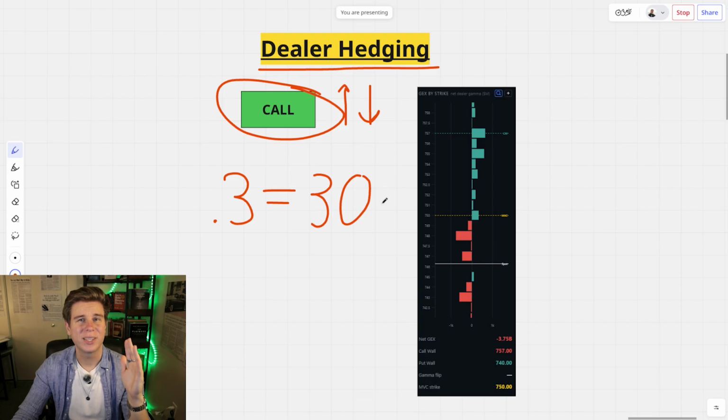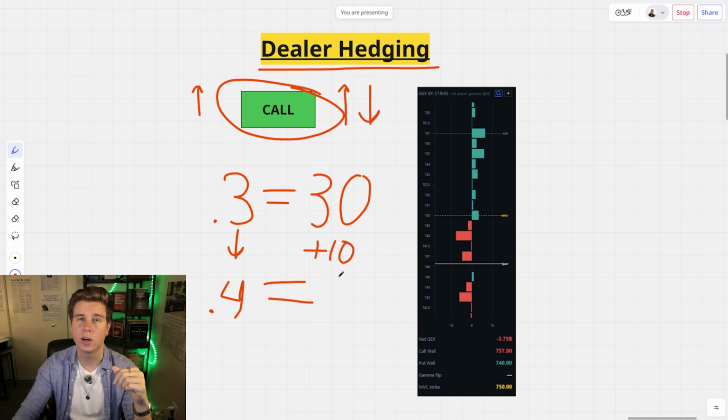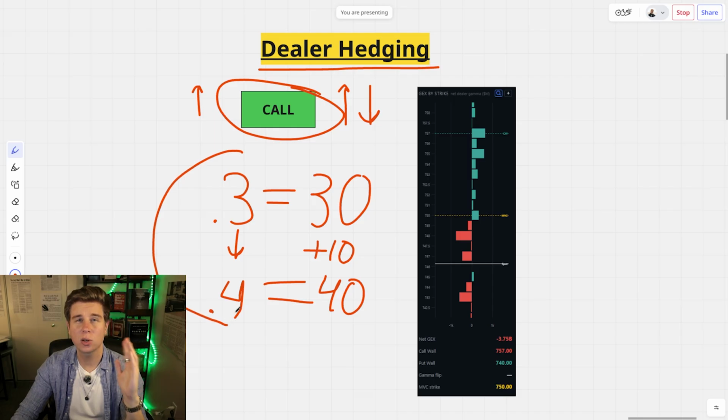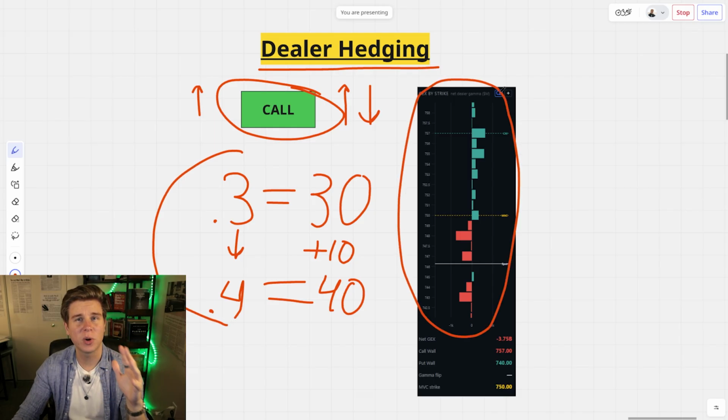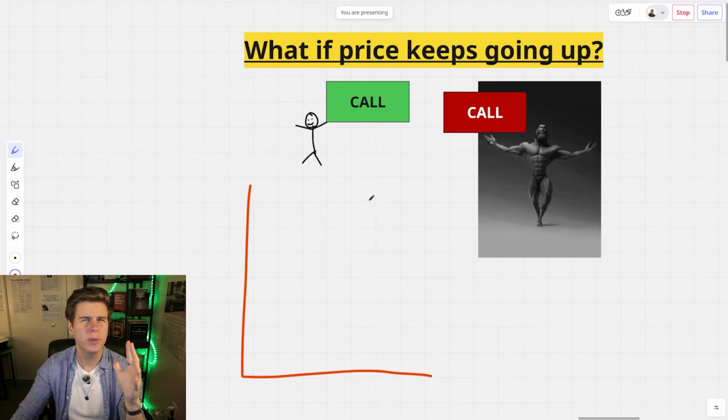But the problem with delta is that it changes. As the value of the underlying goes up, the value of the call goes up, and the delta actually goes up as well. So now the delta might be 0.4. What do the market makers have to do? They have to buy 10 more shares of stock. So now they have 40 shares in total and they're all fine and dandy. This process is called delta hedging, and Gamma is just a measure of how fast these market makers have to hedge. But what happens if we multiply this process by thousands of people?